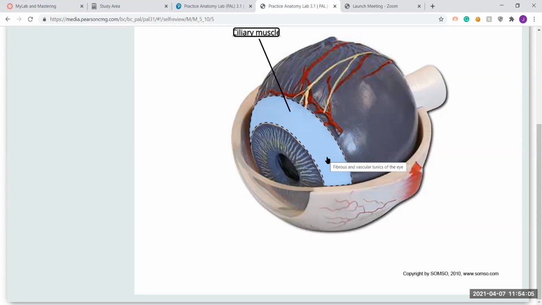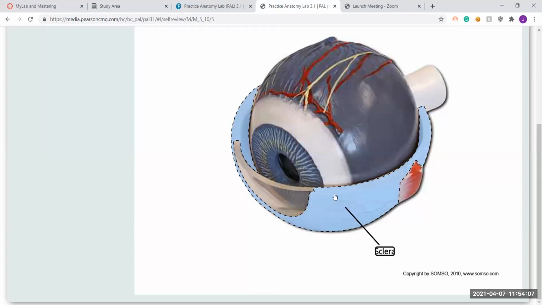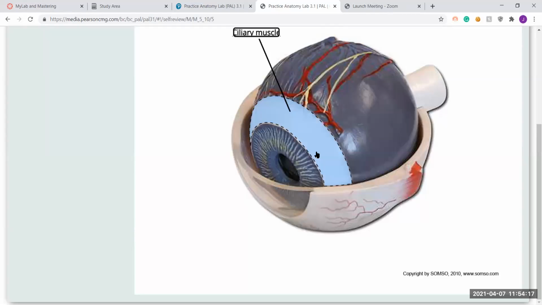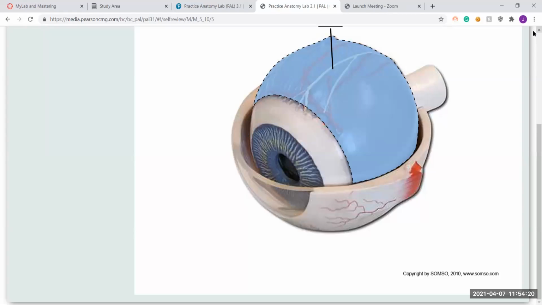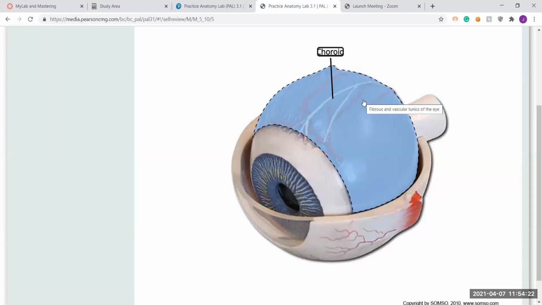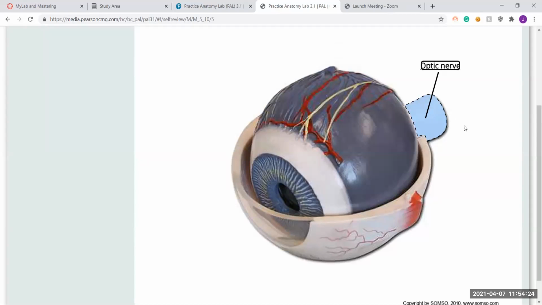Okay, these are the ciliary muscles. Then you have the sclera, and you can see some extraocular muscles, the extrinsic eye muscles. There are some nerves, the choroid, and then other nerves, and then the optic nerve exiting from here.